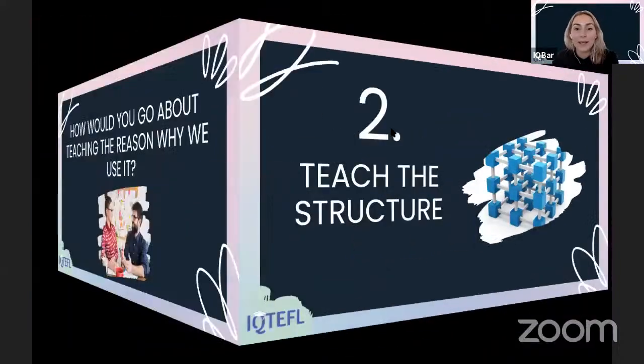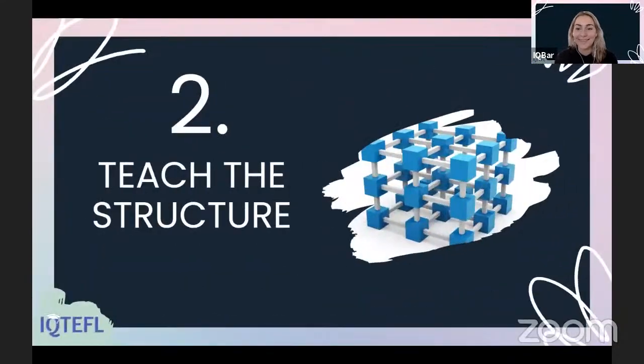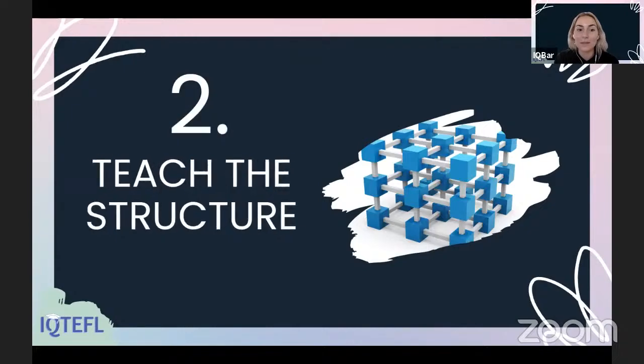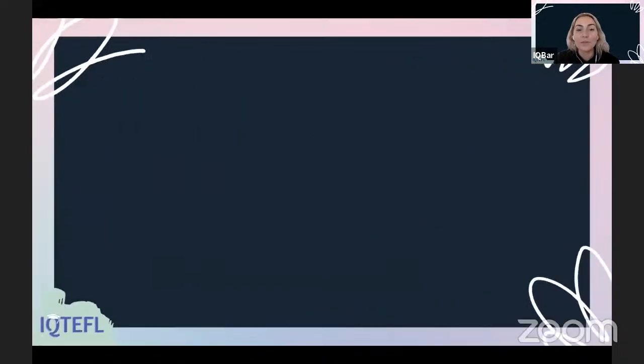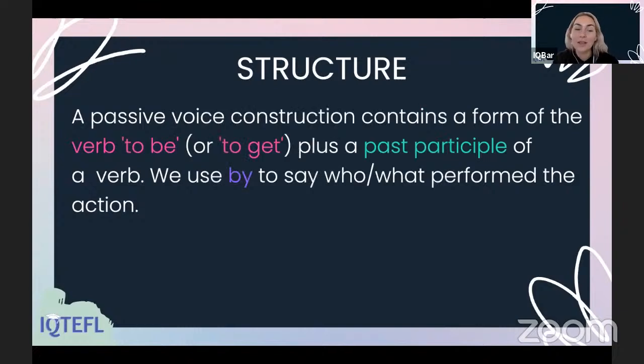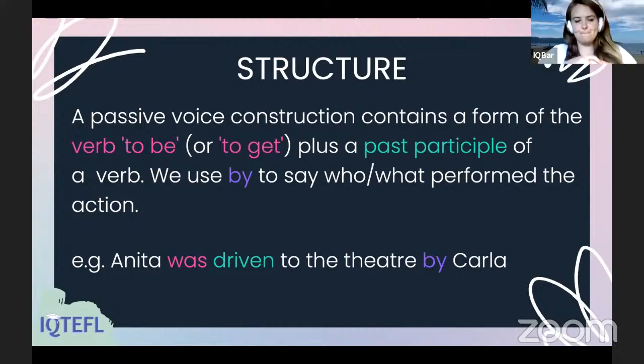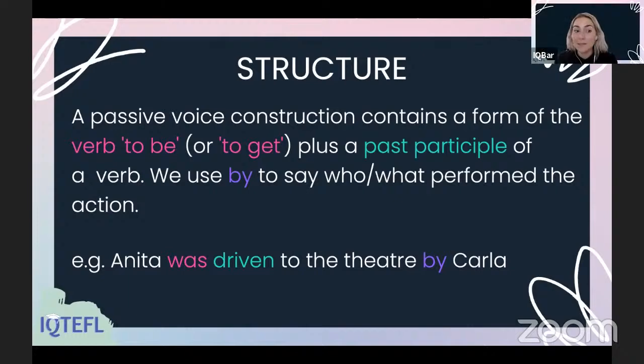So now we're going to look at teaching the structure and why that is important in the passive voice. Firstly, the structure of a passive voice sentence is that it contains a form of the verb to be. Now this may be was or were, depending on the tense of your sentence in the active voice, plus the past participle of a verb.